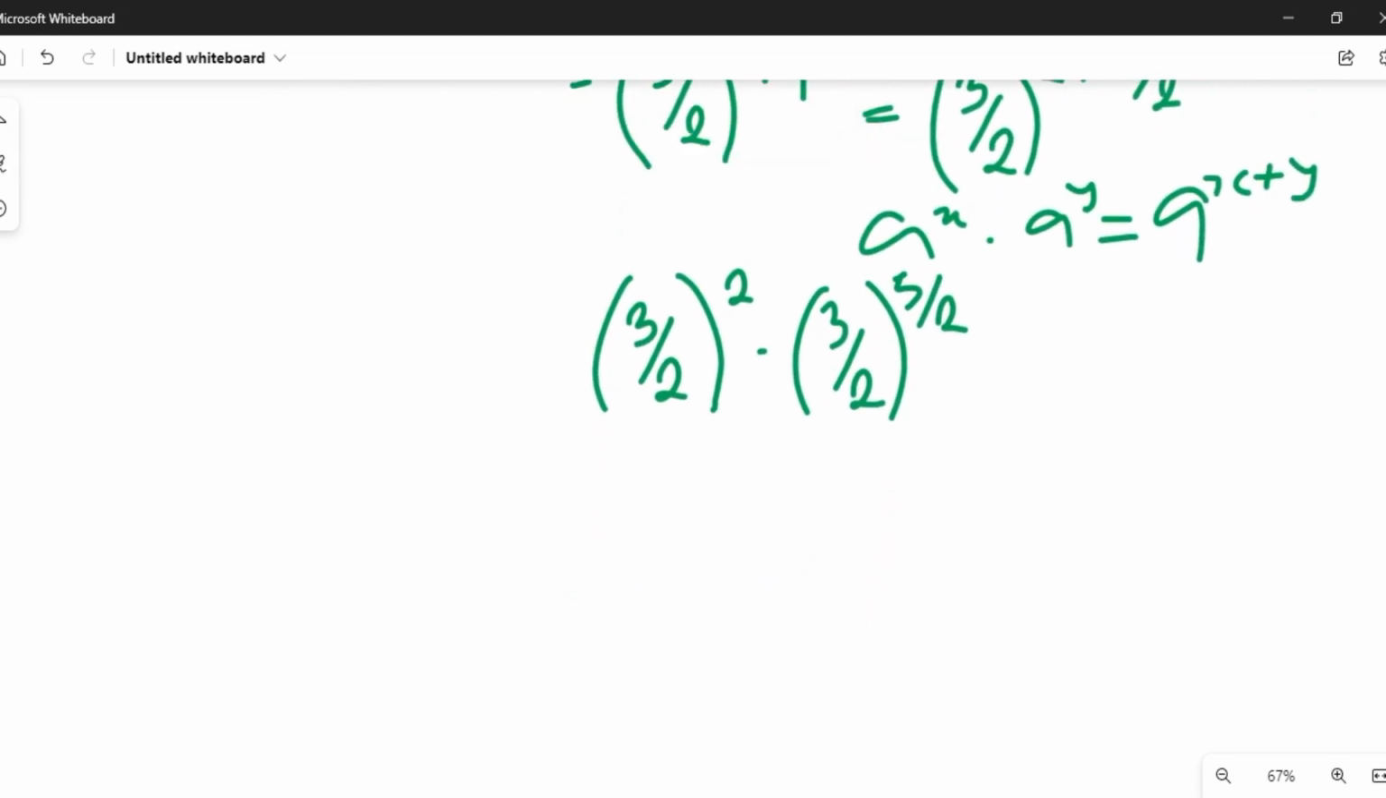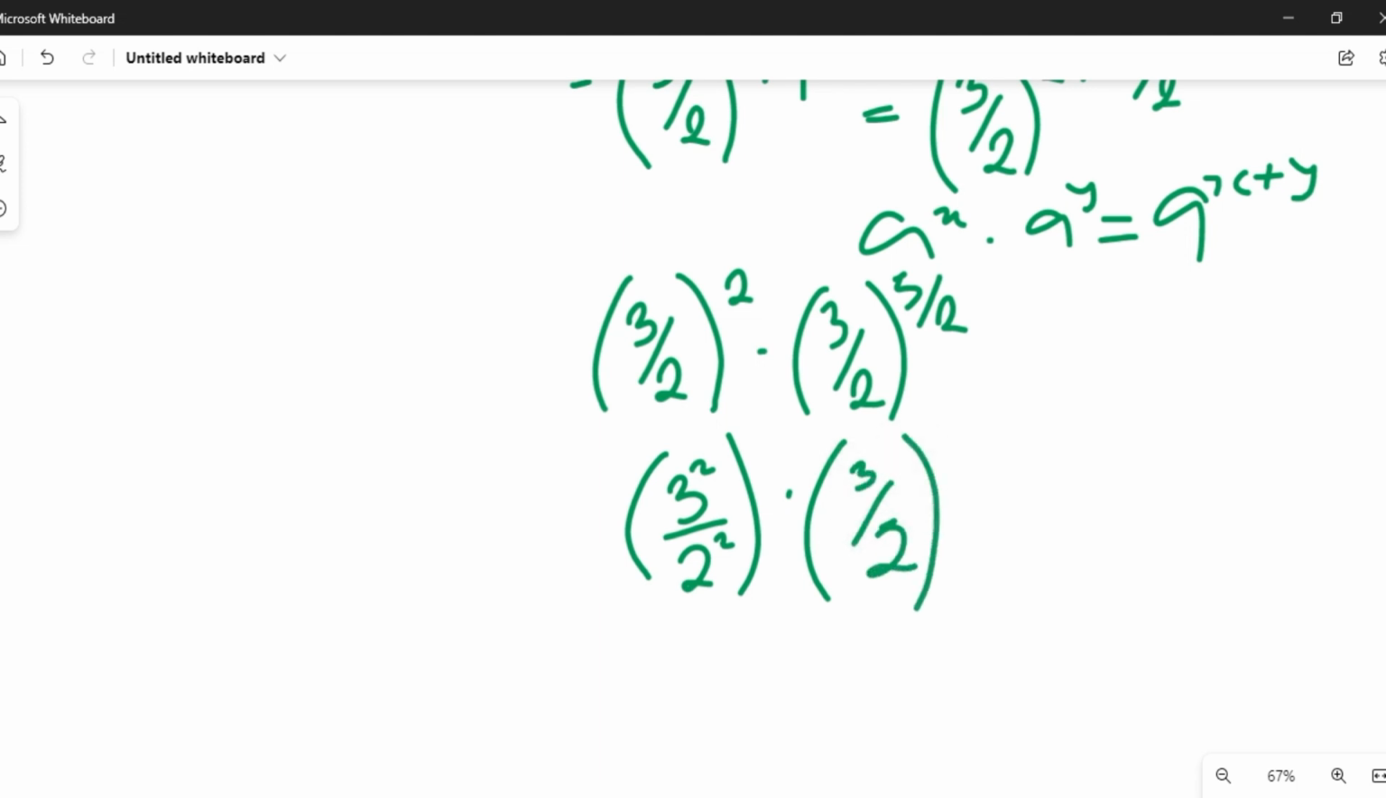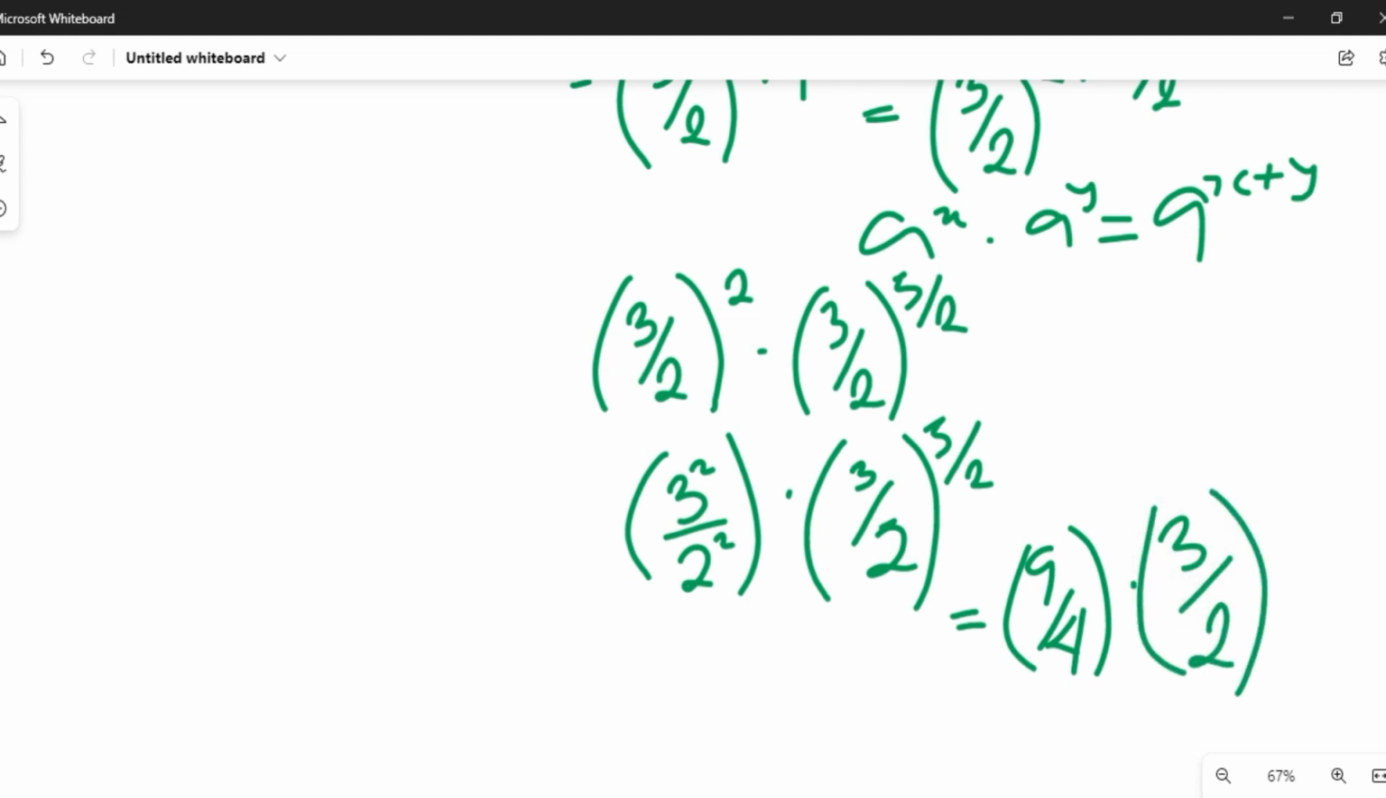Now we'll simplify further. We are going to have our 3 squared over 2 squared, because both of them carry the square value, and this will be multiplied by (3/2) raised to power 5 over 2. That same value gives us 9 over 4, back to our initial value, multiplied by (3/2) all raised to power 5 over 2.